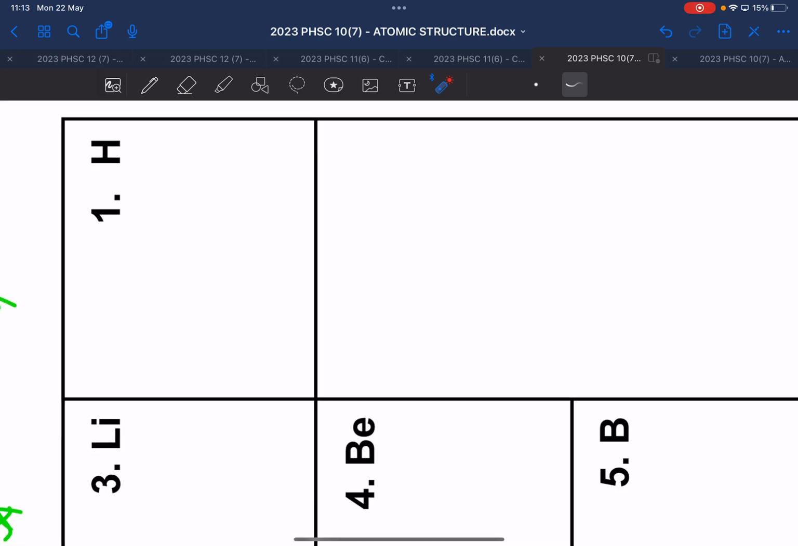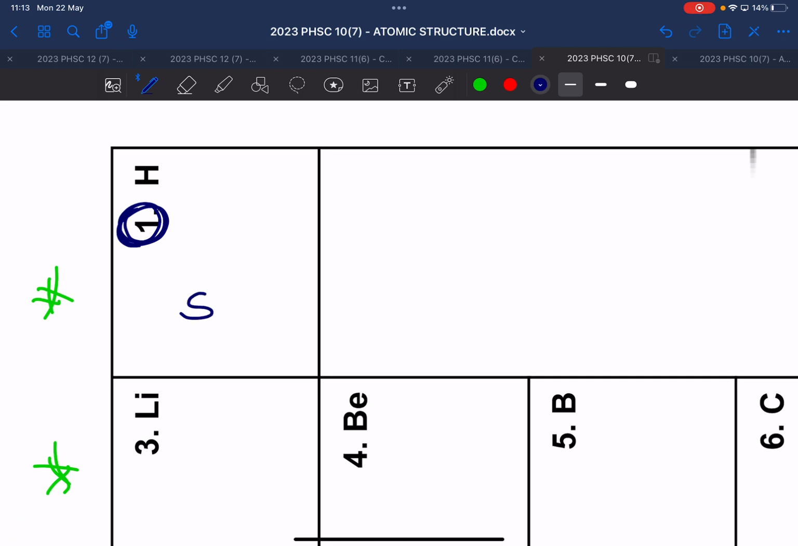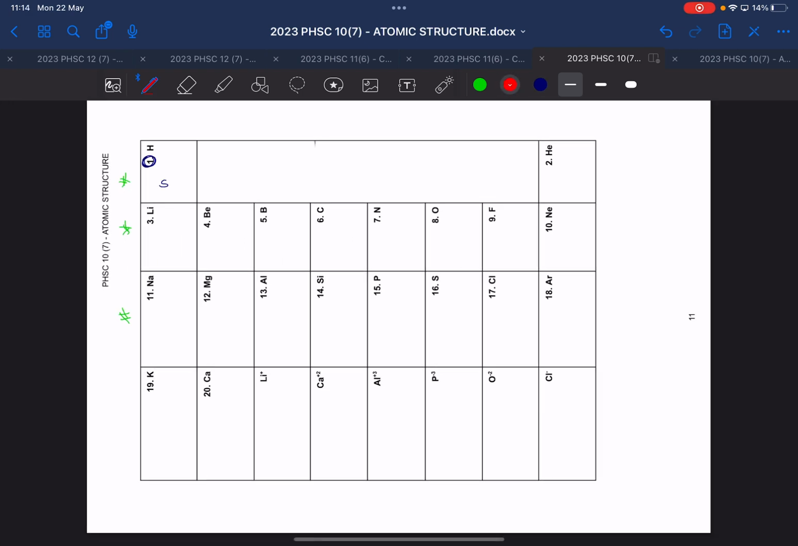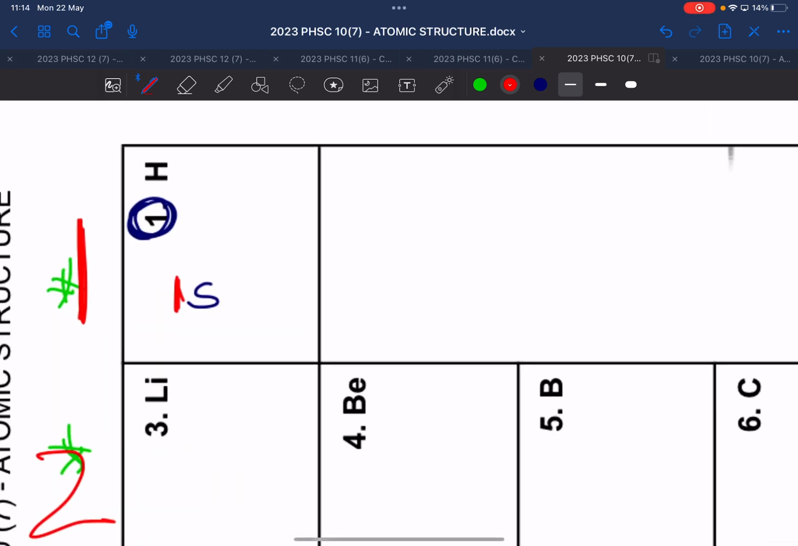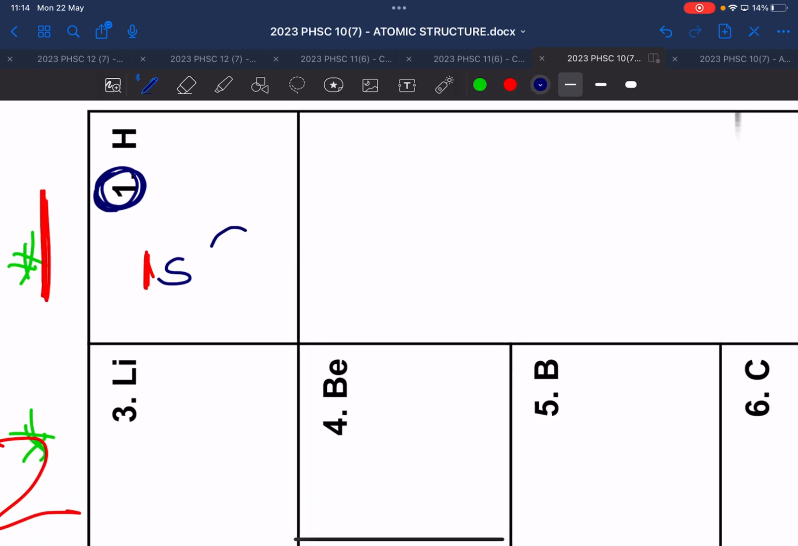Okay, let's look at hydrogen. Hydrogen has 1 electron. You will find it's all the way to the left, so it's in the s orbitals, and since it is in period 1, it will be 1s. If it's in period 2, then it will finish in the second s. So 1s, and it is a circle, and it has 1 electron. Not difficult.